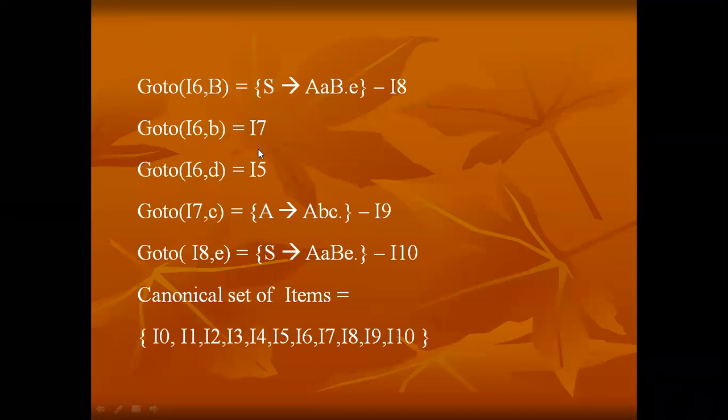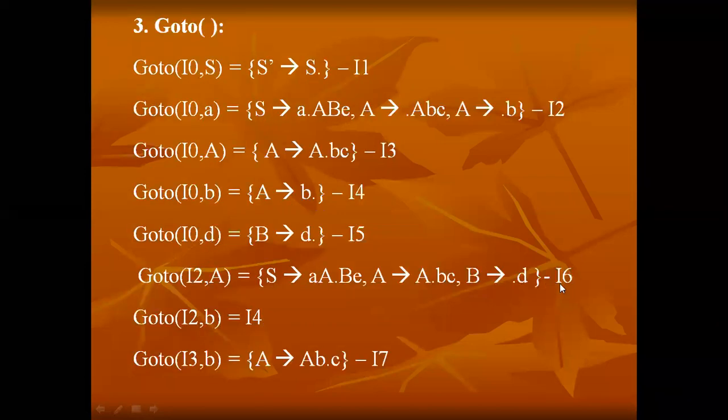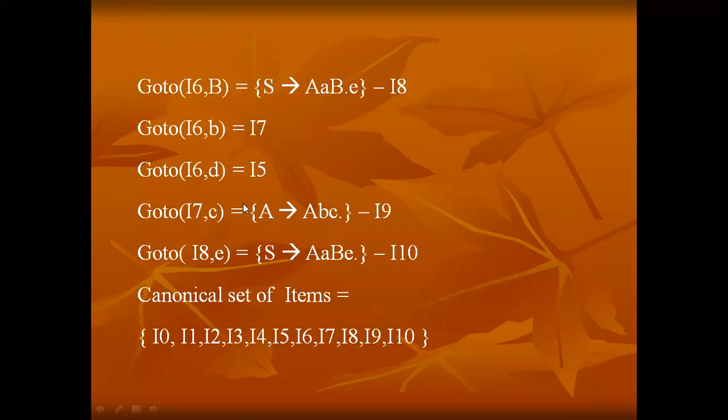So to eliminate the duplicates, I am directly taking the item numbers here. Understand? And goto of I6 with D, B tends to D dot, was already completed at goto of I0 with D, by giving the item number I5. So when I perform the goto function I6 with small d, after processing it looks like B tends to D dot. That means it is I5. So directly I am writing I5 here.